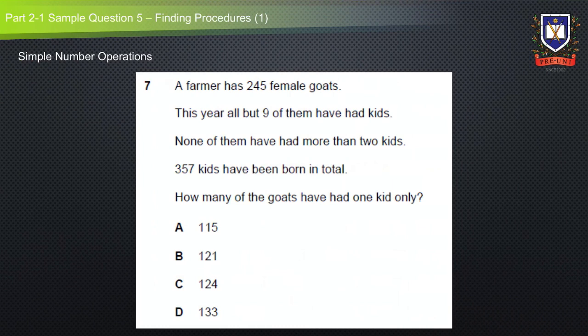Let's continue and look at this example of a simple number operations question from the Opportunity Class Sample Thinking Skills exam. A farmer has 25 female goats. This year, all but 9 of them have kids. None of them have had more than 2 kids. 357 kids have been born in total. How many of the goats have had only 1 kid?